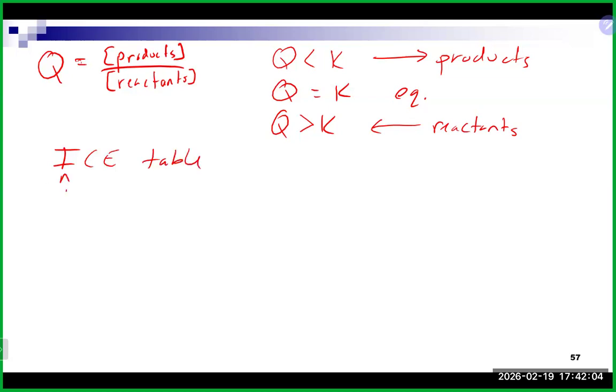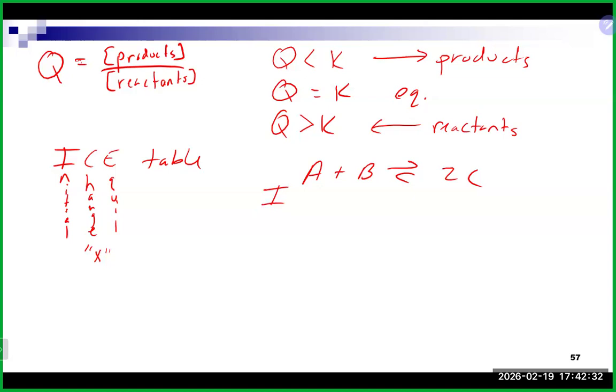And again, we've got initial, change, and equilibrium. And the change is really what we're looking to solve. We do represent the change with the letter X typically. And we basically take our equation, and the I is the initial concentration.